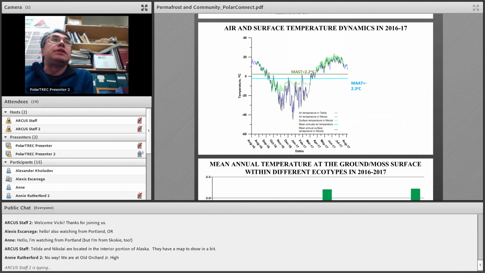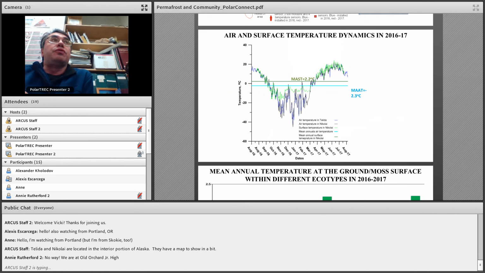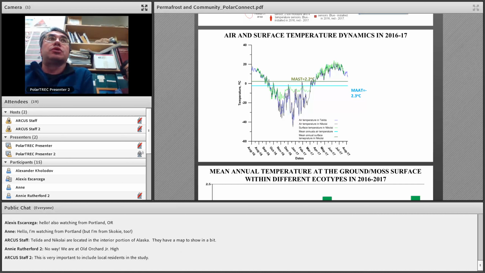Here you can see some data: the dynamics of air temperature and ground surface temperature. At the end of 2016, beginning of 2017, we had the first year of observation. The mean annual air temperature was slightly below freezing, minus 2.3 degrees Celsius. But the mean annual temperature at the ground surface is already above freezing, which means permafrost shouldn't exist in this area according to the ground surface conditions. But it is still here, and it exists only because of the protective effect of the ecosystem. So any kind of land use associated with tree cutting or disturbance of the organic layer will initiate degradation of permafrost.